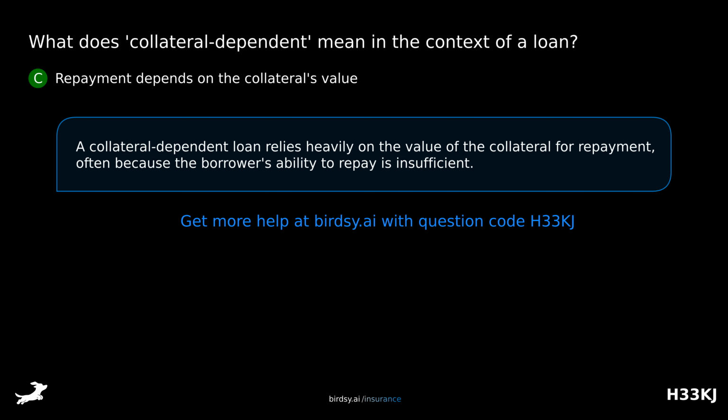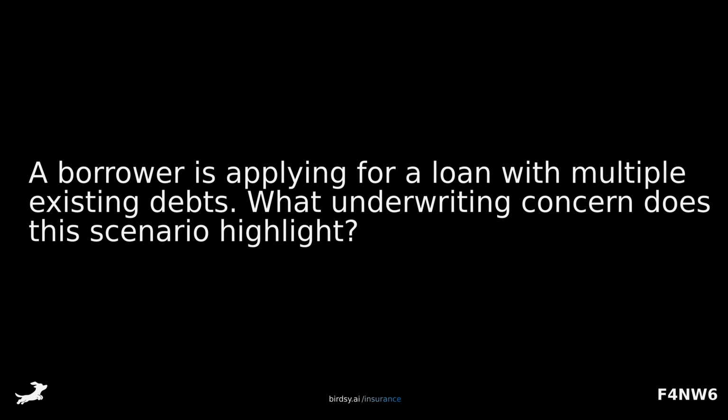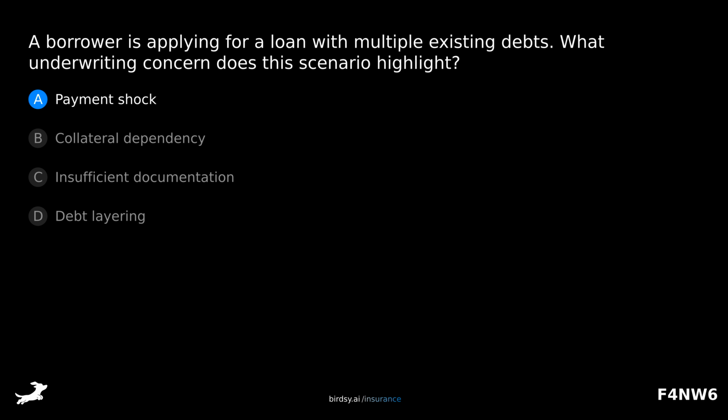A collateral-dependent loan relies heavily on the value of the collateral for repayment, often because the borrower's ability to repay is insufficient. A borrower is applying for a loan with multiple existing debts. What underwriting concern does this scenario highlight? Is it A, payment shock? B, collateral dependency? C, insufficient documentation? Or D, debt layering? The answer is D, debt layering.